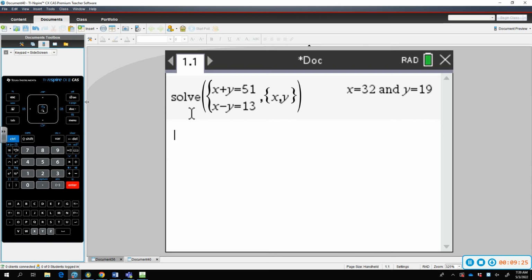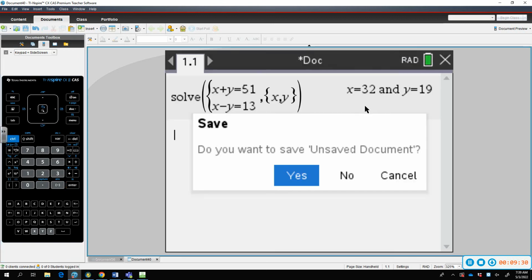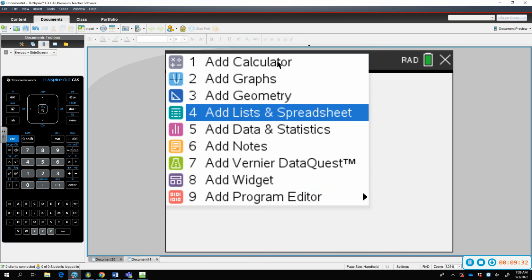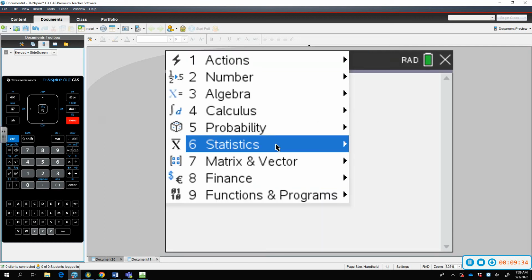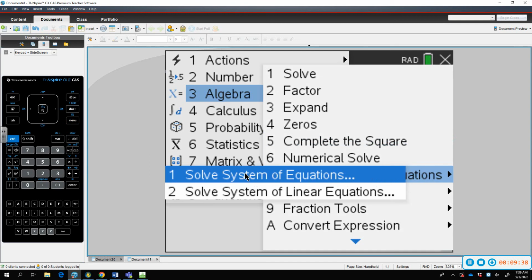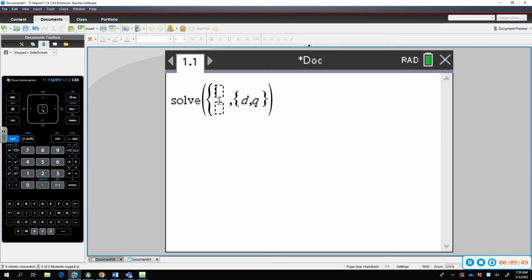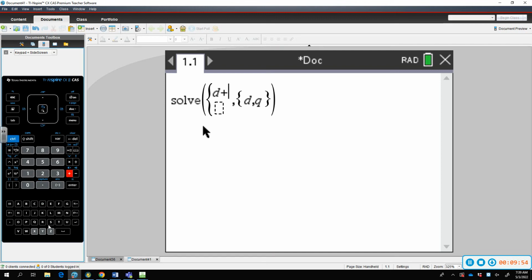So let's open up our calculator. Let's go to New Document. We're going to go to Calculate, Menu, 3, and for you it's 3, 2. So solving systems of equations. We got two variables. We're going to say, okay, we have two variables, D and Q. All right, so we're going to solve the first equation. We've got D plus Q is equal to 100 coins total.